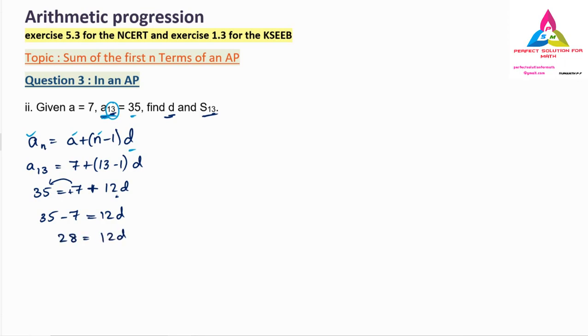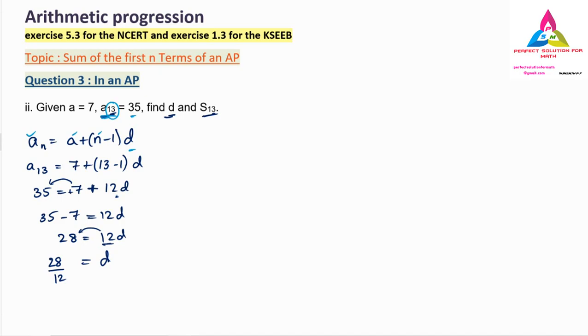Then 12d. Now it is a very important step. Here we have 12d, so we have to keep only d. This 12, only this 12 we have to shift. So when we shift the 12 to the other side, what will it do? It will divide, because it is multiplied, so it will divide. So here the d value is not a whole number, it is a type of fraction.